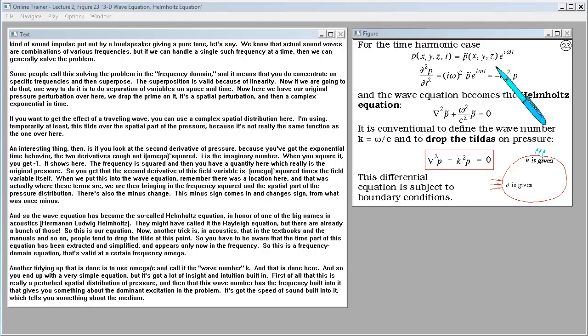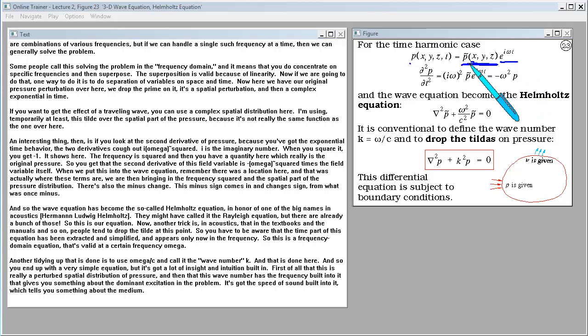Now, if we're going to do that, one way to do it is separation of variables on space and time. Here we have our original pressure perturbation over here. We've dropped the prime on it. It's a spatial perturbation and then a complex exponential in time. If you want to get the effect of a traveling wave, you can use a complex spatial distribution here. I'm using, temporarily at least, this tilde over the spatial part of the pressure because it's not really the same function as the one over here.